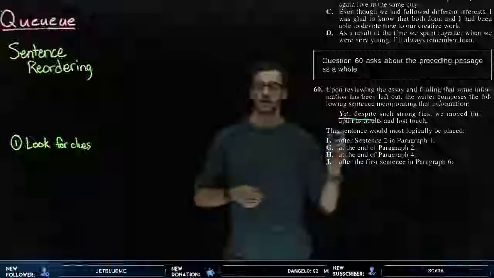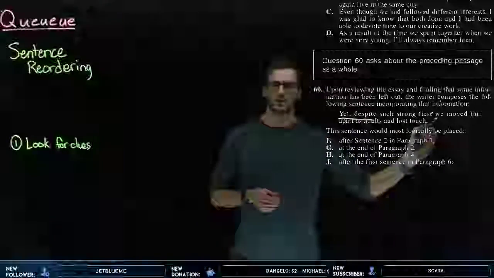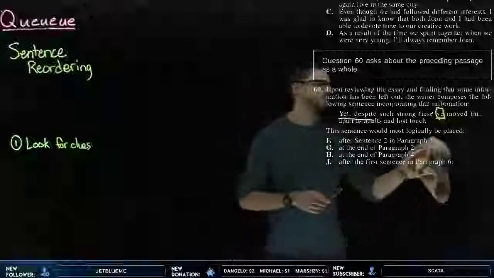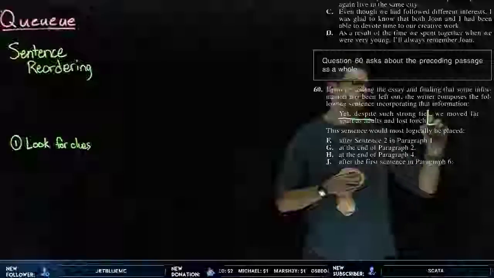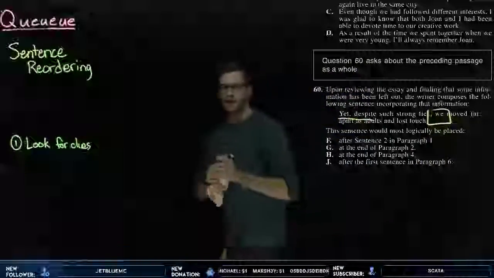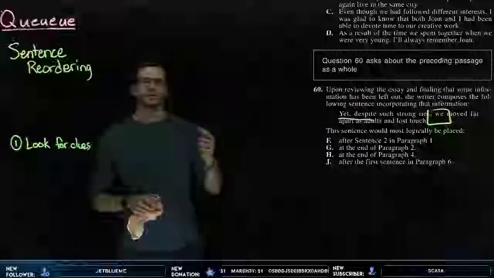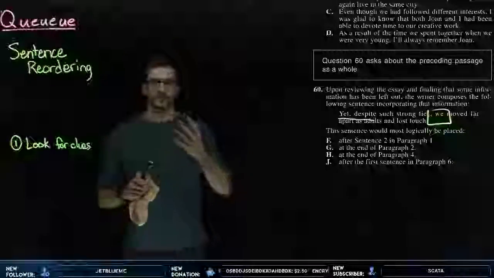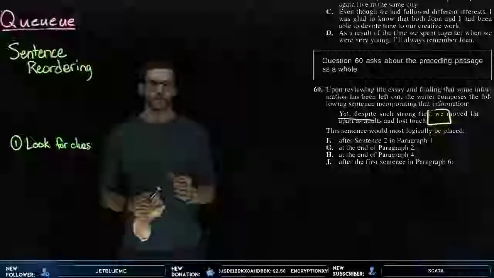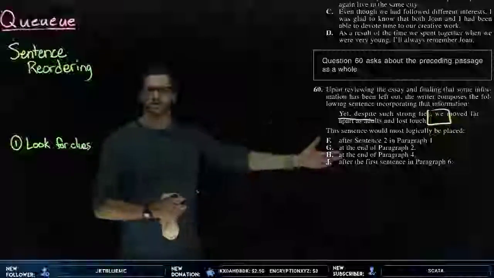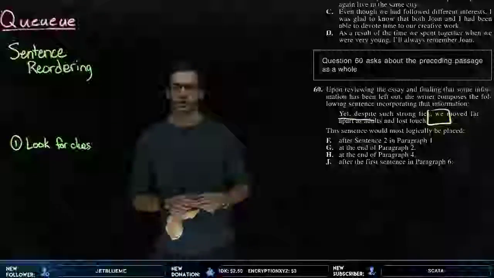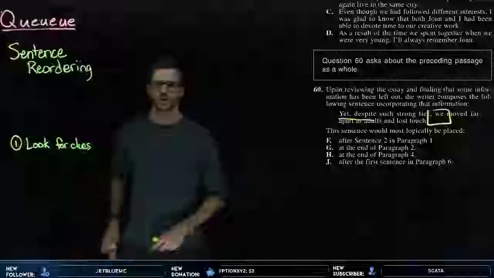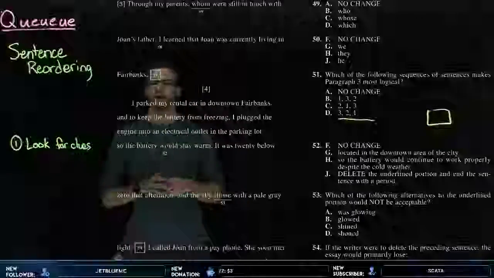Yet, despite such strong ties, we moved far apart as adults and lost touch. Okay, so there's actually another one. Despite such strong ties, we lost touch as adults, which means as kids, they were very close. That is what we have to have beforehand, and then they lost touch, so we'll see. Okay. So, we are looking for sentence 2 in paragraph 1, the end of paragraph 2, end of paragraph 4, and first of... Okay, so let's just do sentence 2, paragraph 1.